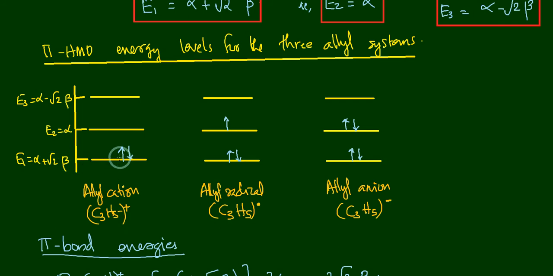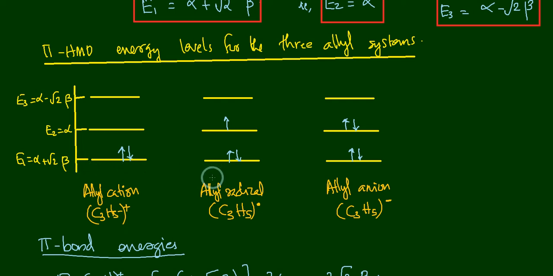You know that the electrons are being filled up in the increasing order of their energy. And in the case of the allyl cation, we know that there are only two electrons, right? For the allyl cation, there are only two electrons, and these two electrons will occupy the lowest possible energy level, that is the bonding level.